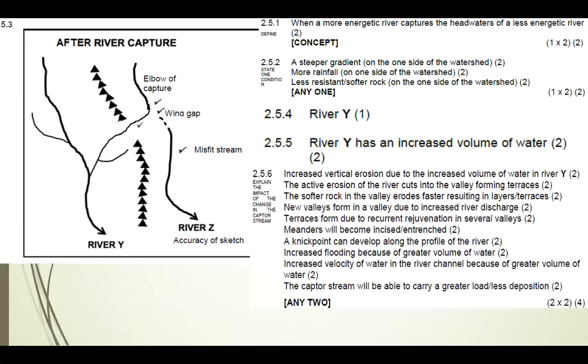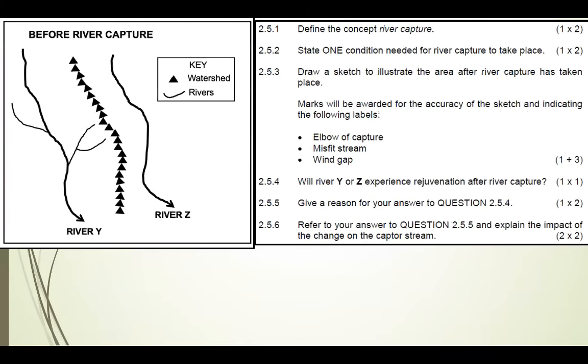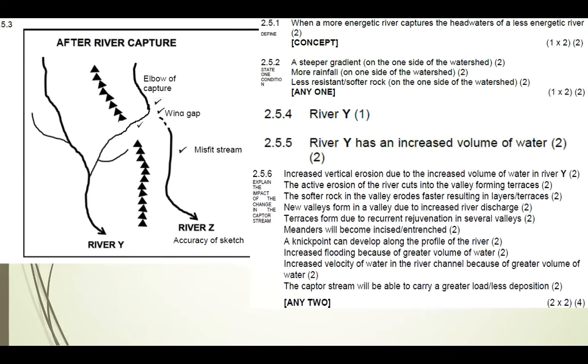Now, the question says, draw a sketch to illustrate the area after river capture has taken place. You can see here, river capture has not taken place. So the watershed abstraction process has not taken place. Headward erosion is still taking place, but it has not yet cut through the watershed. Now, let's see what has happened.